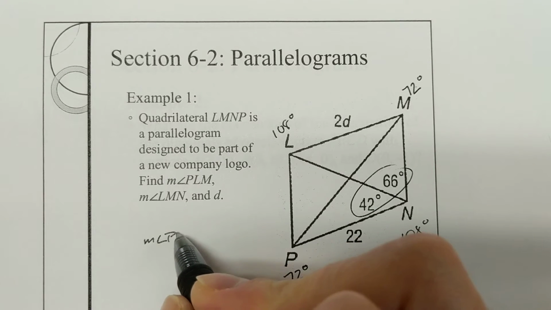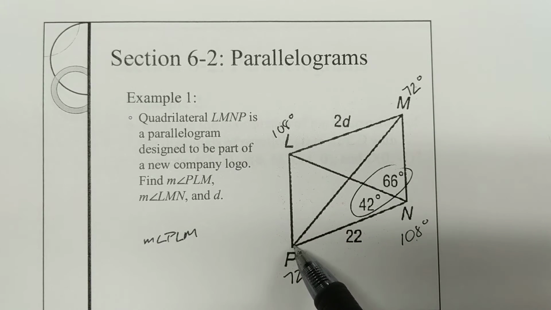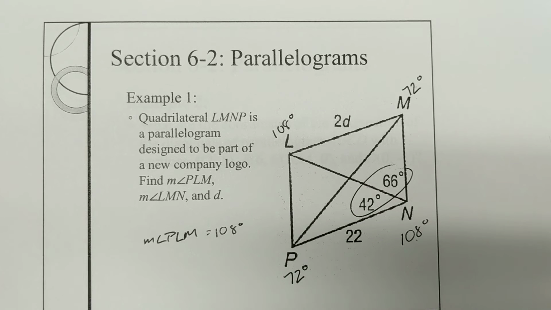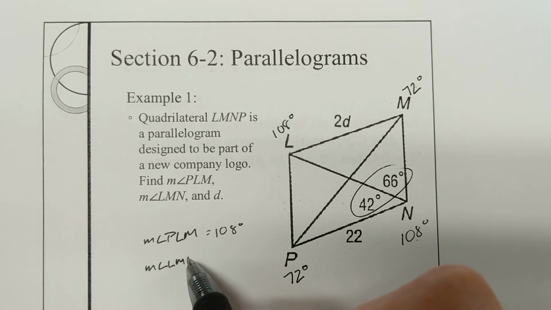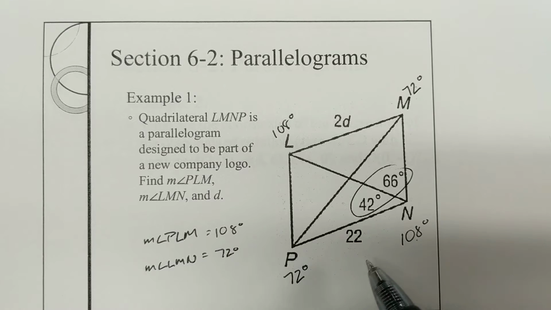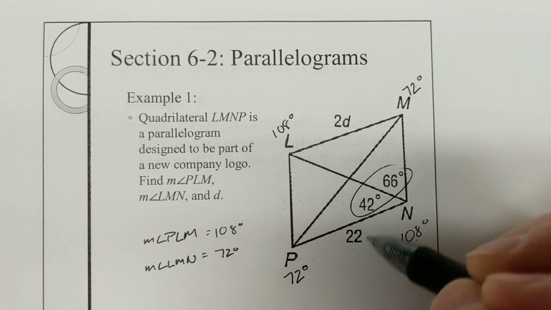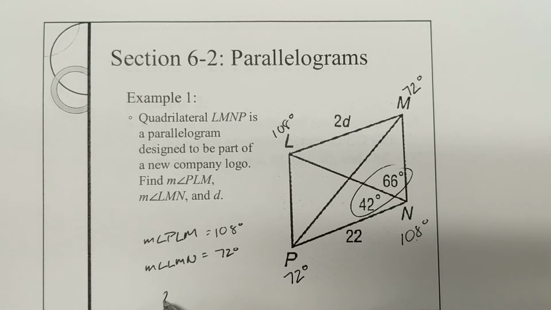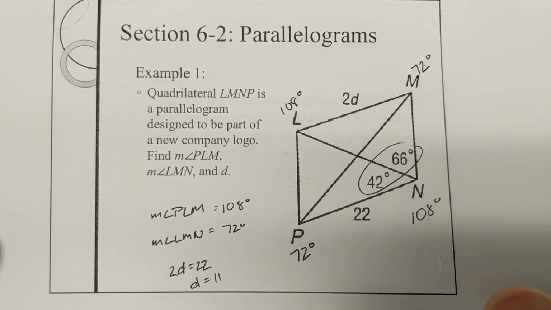Measure angle PLM. PLM is that one right there, so that's 108 degrees. LMN, that one is 72 degrees. And the last one, to find D, I have to use the sides. In a parallelogram, opposite sides are equal. So 2D is equal to 22. Divide both sides by 2. D is 11.